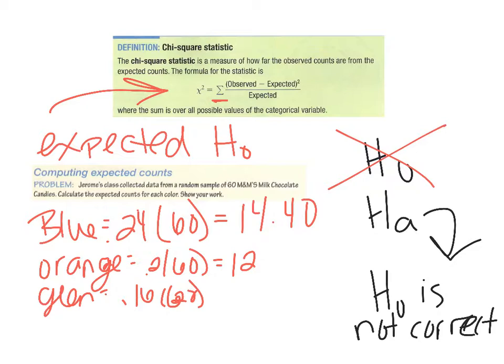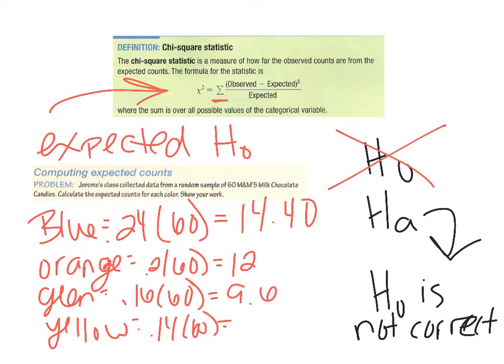So 0.16 times 60 gives me 9.6. And then yellow is 14%, so 0.14 times 60, which gives me 8.40.